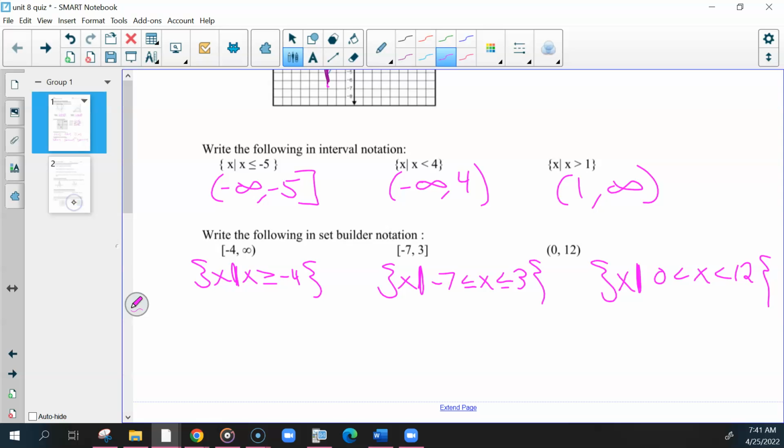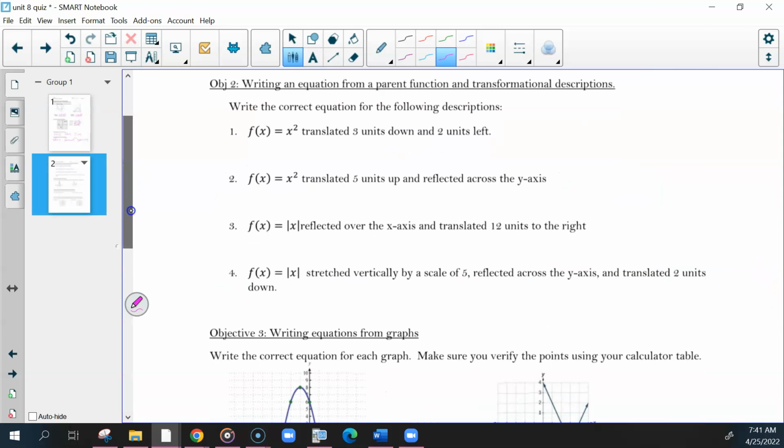On the next page, objective 2, you needed to have the correct parent function and all of the transformations stated. So translated 3 units down was an outside thing, left was inside, so this would be f of x equals, or if you put y equals, that was also fine. X plus 2 on the inside, make sure you have a square on the outside, minus 3.